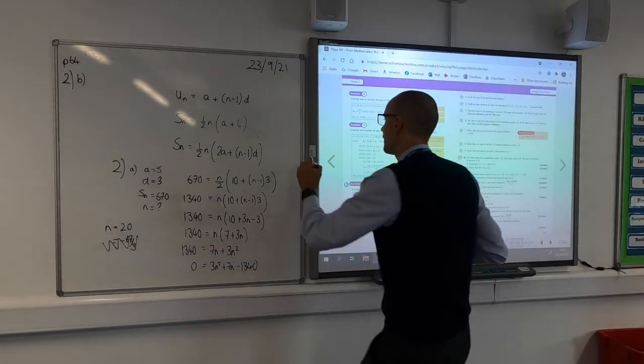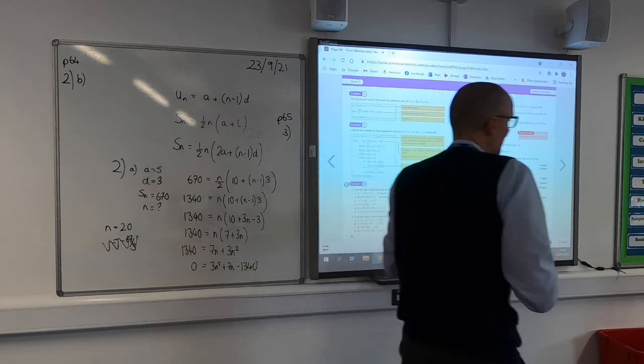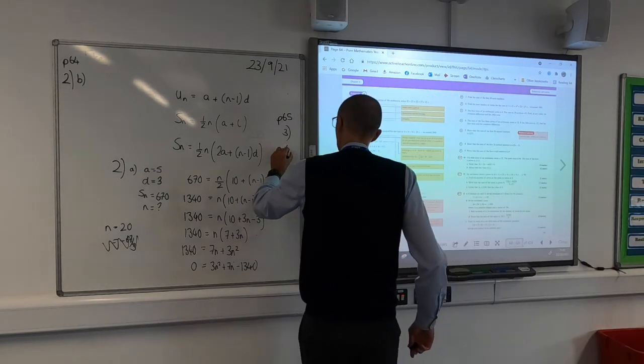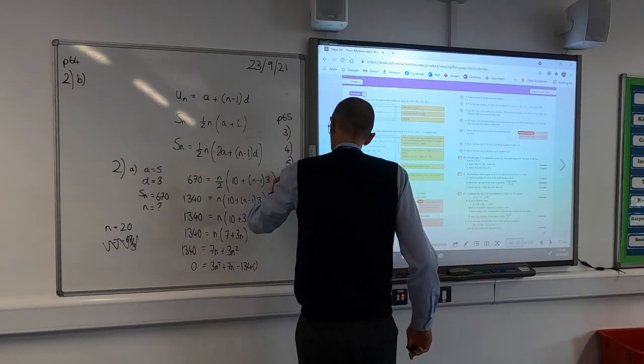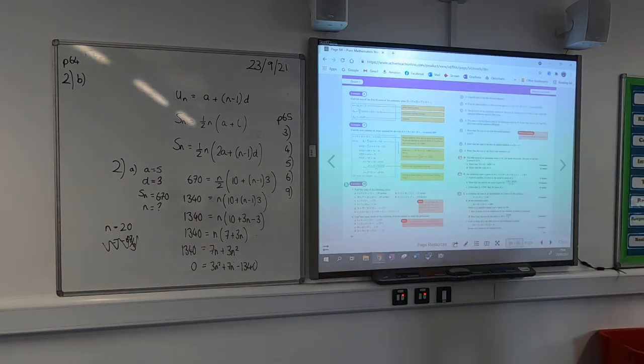So I think if we have a go at a few questions from the next page now, and again, I recommend we'll go through a couple now, but I really want you to have a go at some independently. So 3, 4, 5, 6 and 9 I've identified as good ones to try. So these are all to do with the sum of arithmetic series.